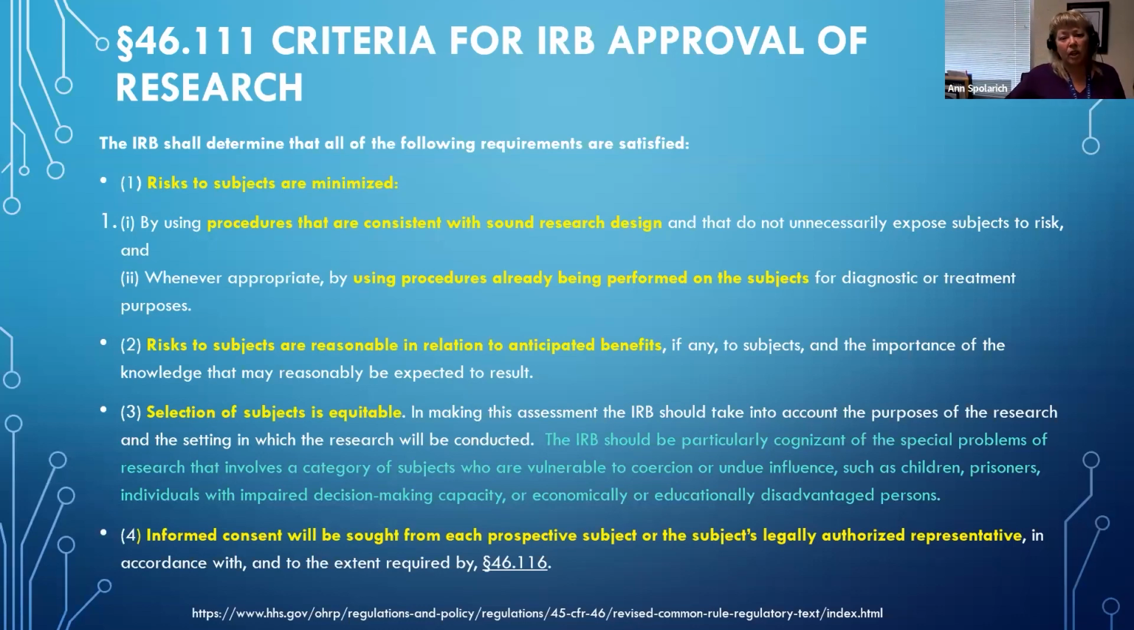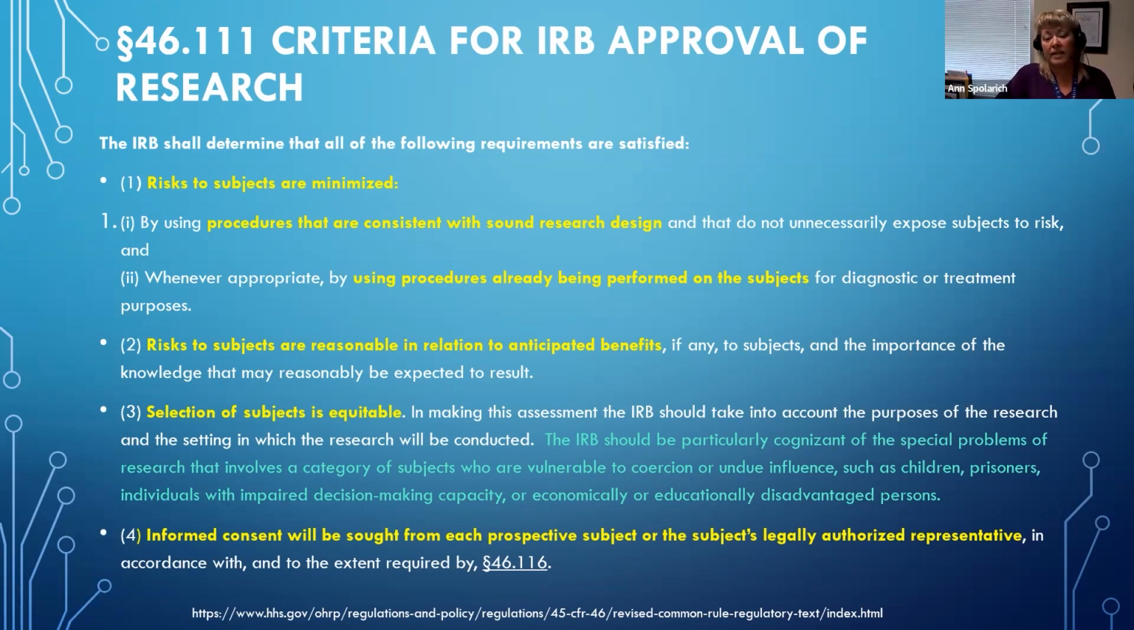So, of course, when we look at the common rule, the IRB has to determine that any time we design a study with a potentially vulnerable population, we've met certain kinds of requirements. And this is just a good reminder for everyone. The idea is that you do everything in your power to minimize potential risk to the subject. So the first thing is that whenever you can, you use procedures that are consistent with sound research design and don't unnecessarily expose people to risk. And whenever possible, try to use procedures in a study that are already being performed on the subject, either for diagnostic purposes or as part of treatment.